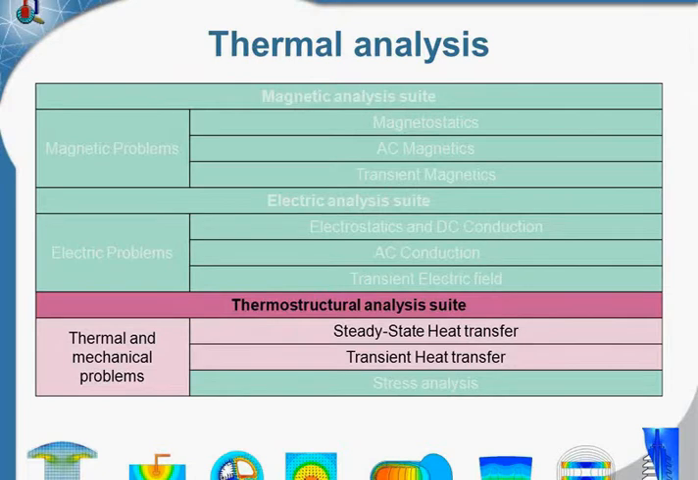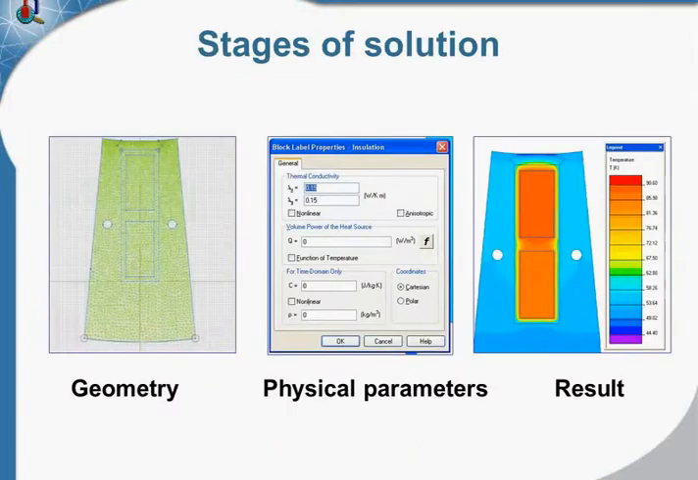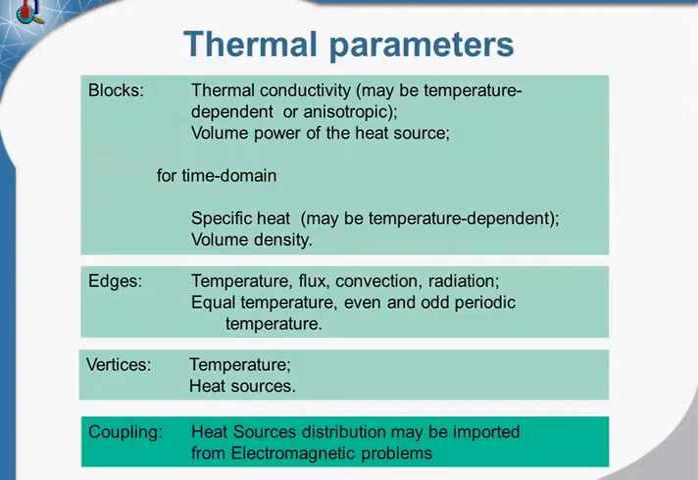And stages of solution of heat problem in QuickField are generally the same as for any other types of analysis. You should define your geometry, specify physical parameters, and then you may analyze your results using color graphics, plots, and local value display. What is specific for thermal analysis? The thermal parameters which should be defined for blocks should include thermal conductivity, volume power of heat source, and for transient problems, specific heat and volume density.